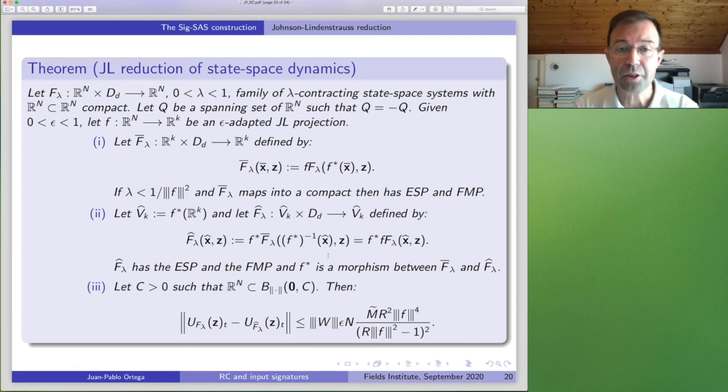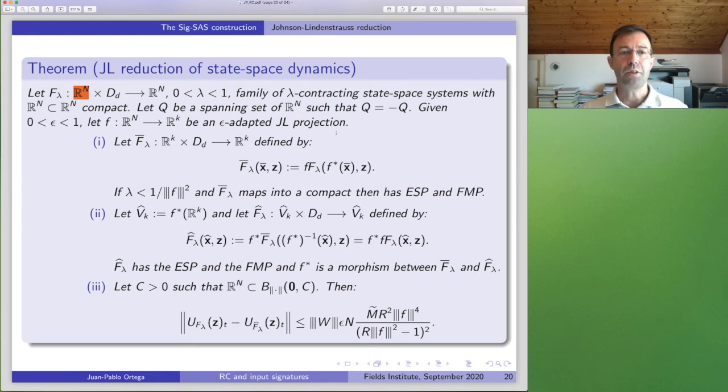So this theorem is a general fact, ultimately diagram chasing, a functorial construction. What this tells us is that suppose I give you this family of state space systems defined in this high dimensional space. This capital N is very big, think of it like that, and these are contractions on the first entry, on the state variable.